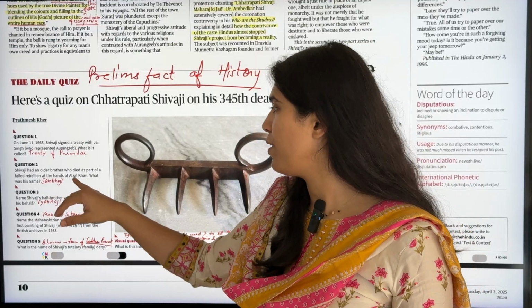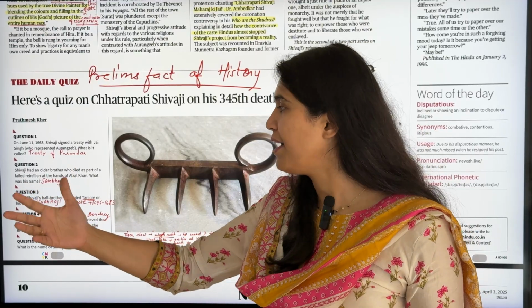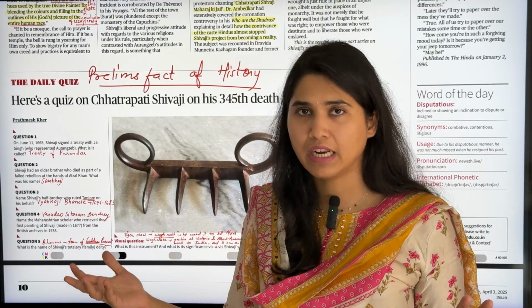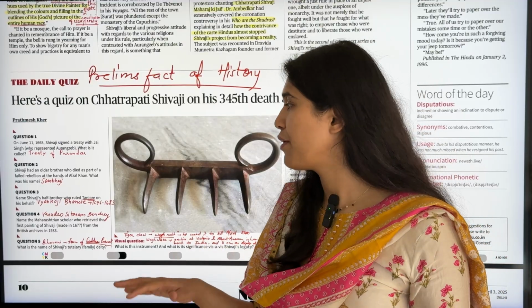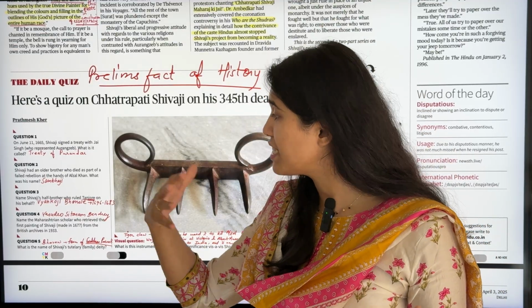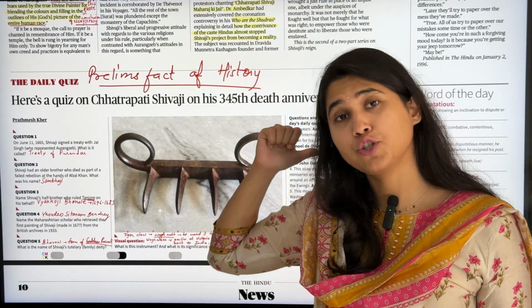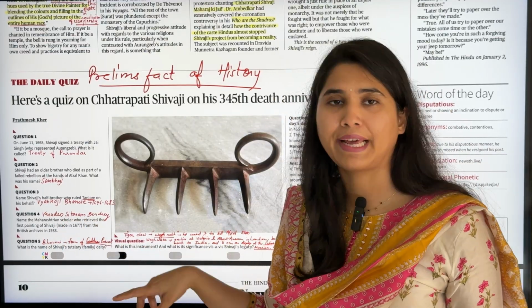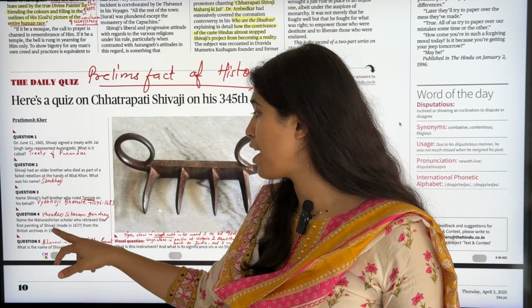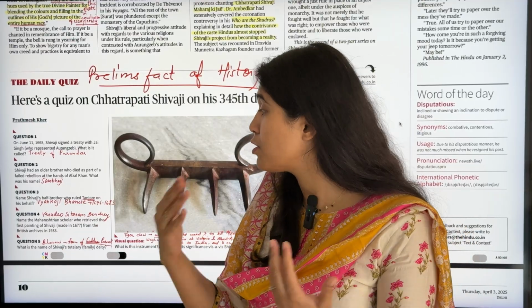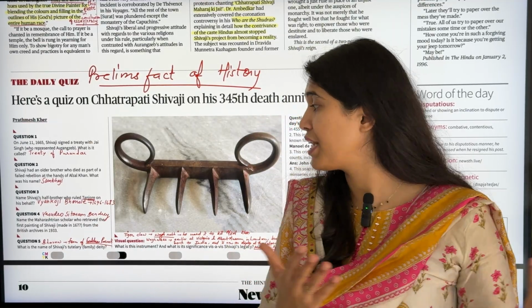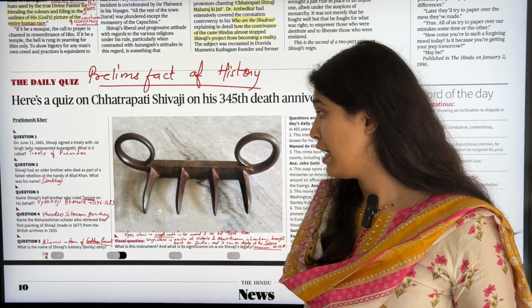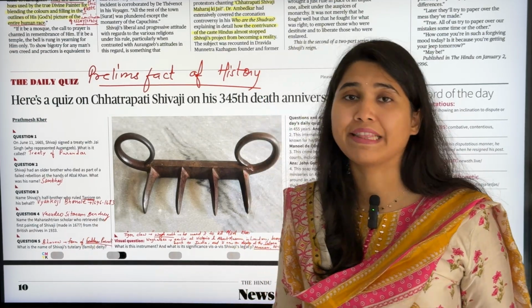Shivaji's older brother had died as part of a failed rebellion at the hands of Afzal Khan in Bijapur. He was Sambhaji. Shivaji's half brother ruled Tanjore on behalf of Shivaji. Name the Maharashtrian scholar who retrieved the first painting of Shivaji from the British archives in 1933. He was Vasudev Sitaram Bendre.